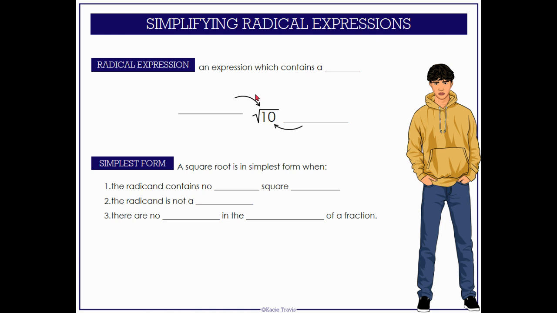All right, so first off, what are we talking about? We're talking about radical expressions. So let's get to the first part here. A radical expression is an expression which contains a root. So this symbol right here, that's our symbol for a root. So inside of a root, we got two things. We got the radical, and we got the number underneath it, which is the radicand.